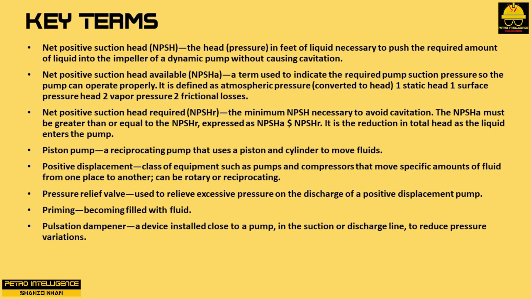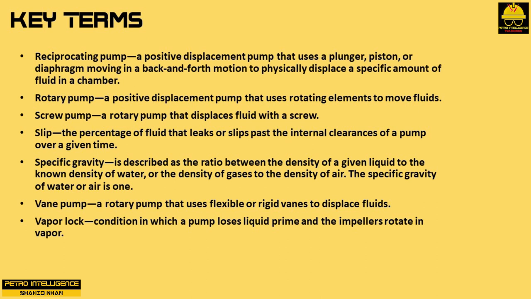Piston pump is a reciprocating pump that uses a piston and cylinder to move fluids. Positive displacement is a class of equipment such as pumps and compressors that move specific amounts of fluid from one place to another, and can be rotary or reciprocating. Pressure relief valve is used to relieve excessive pressure on the discharge of a positive displacement pump. Priming is becoming filled with fluid. Pulsation dampener is a device installed close to a pump, in the suction or discharge line, to reduce pressure variations.